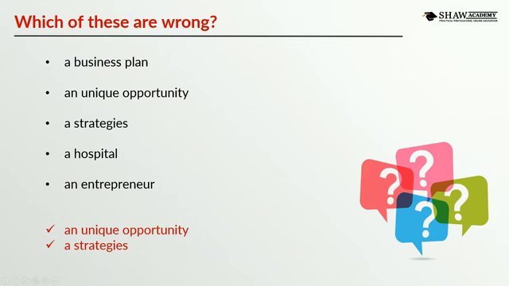Unique has the Y sound. So we would say a unique opportunity, not an. And then strategies is plural, so we cannot use the indefinite article. It would just be strategies. So remember, a and an is all about the sound, because it's all to do with helping with pronunciation. That's why we use it, guys. That's why we have 2 different ones.